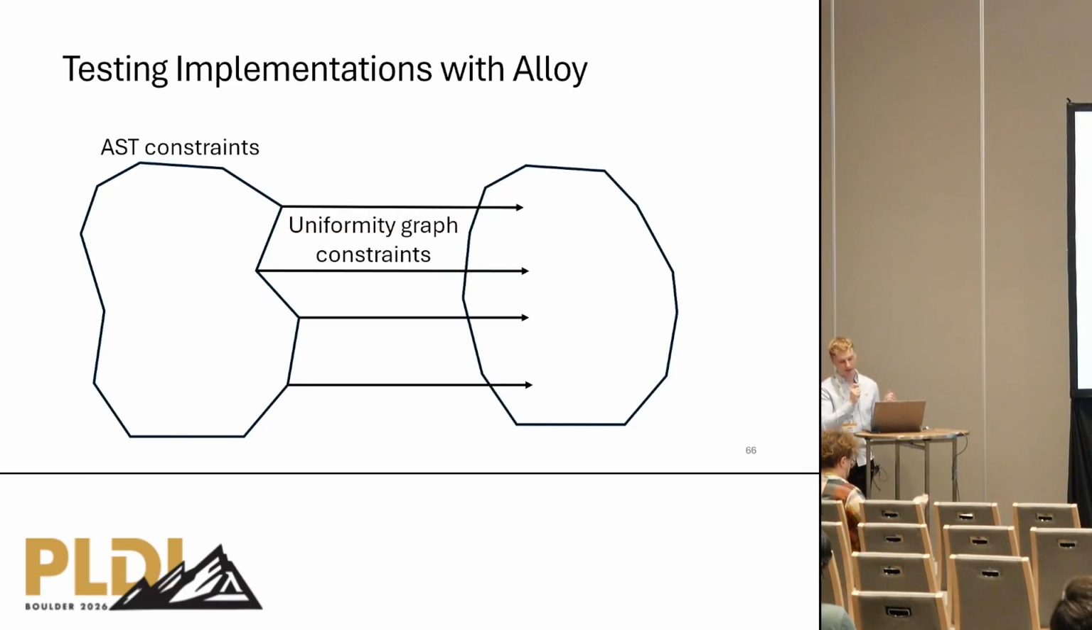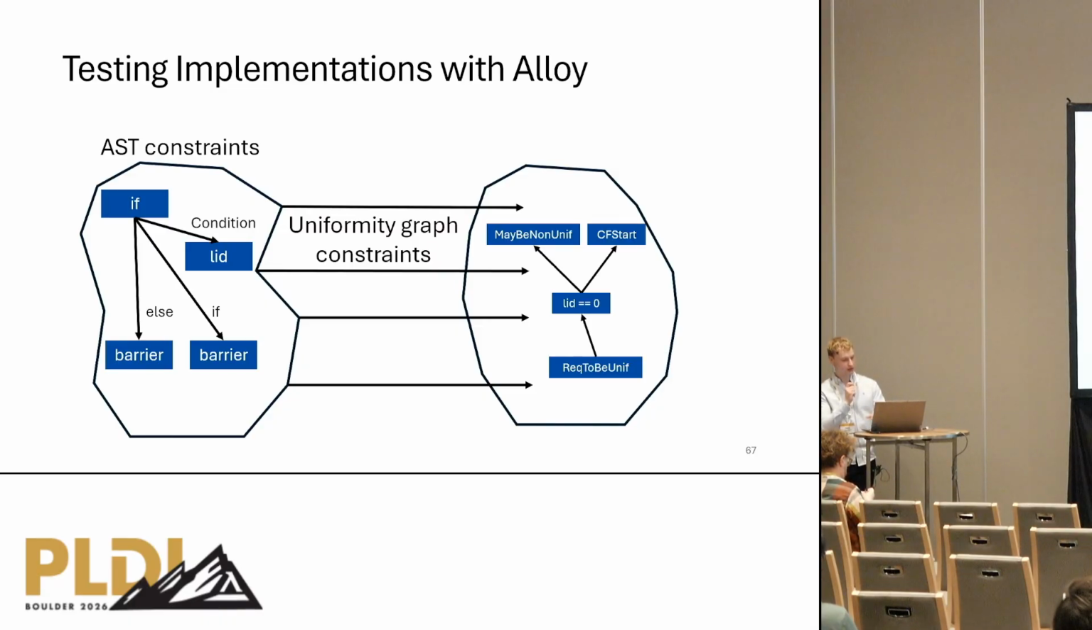And this by itself is not very useful, but Alloy comes equipped with a tool called the Alloy Analyzer. And what that lets you do is generate witnesses for these sets of constraints. So what you could do is you could ask Alloy to give you back a witness, and it might give you back the AST that we saw before. It might give you back the program if LID is equal to 0, then barrier, else barrier, and it might give you back the uniformity graph shown on the right.